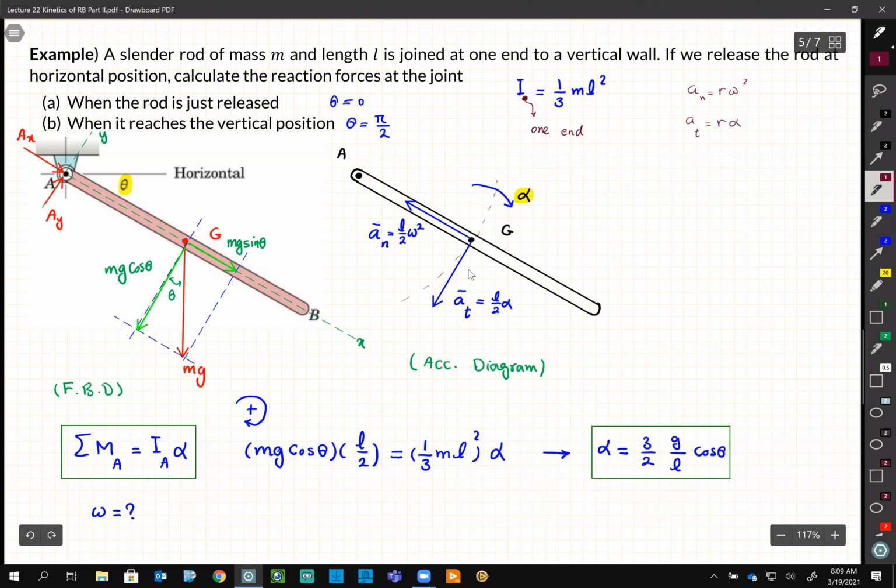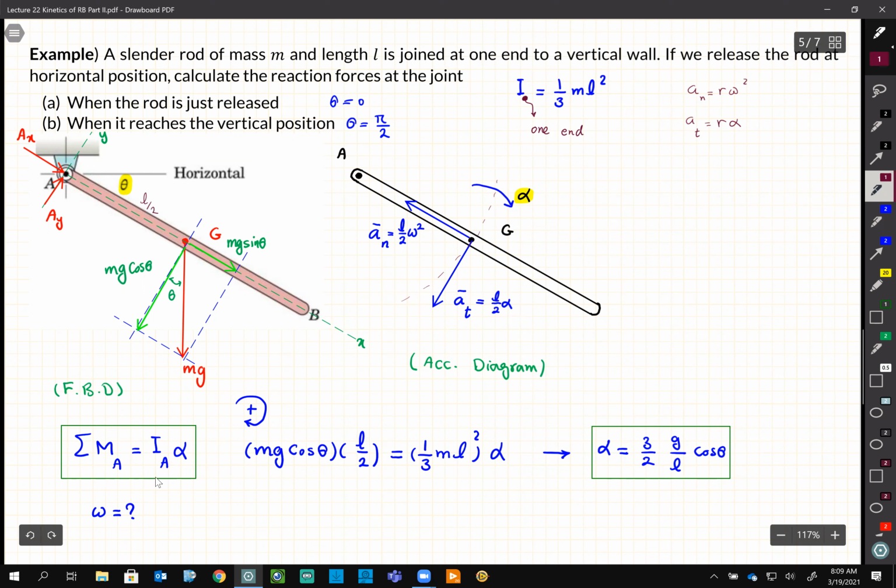So we draw their direction. We try to do our best to draw them in the right direction. So obviously this thing is falling down, so it makes sense that alpha is rotating clockwise. Therefore, AT seems to be in this direction that I draw, and AN is always going toward the center. The link, we assume its length is L. So this distance then is going to be L over 2. Our R is going to be L over 2.